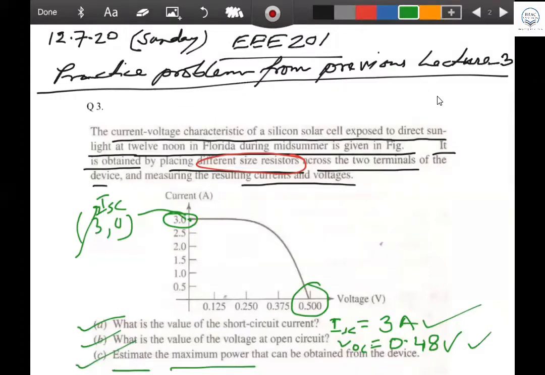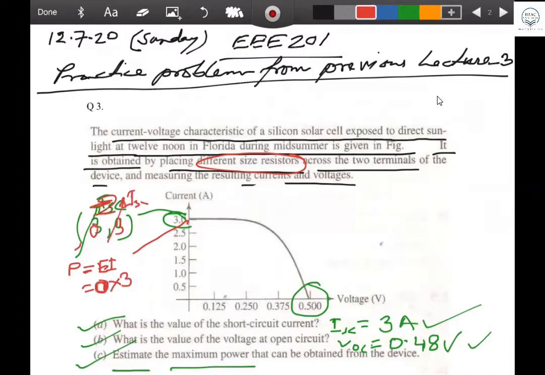But if I ask you, from your observation, at this point, what is the power? Zero, sir. Yes, it is 0. How do you know? P equals V I. P is equal to V I, good. This becomes 0 because your V is 0 and the current is the short circuit current. That means 0 into 3. This should be 0 into 3. This is the short circuit current, I short circuit.